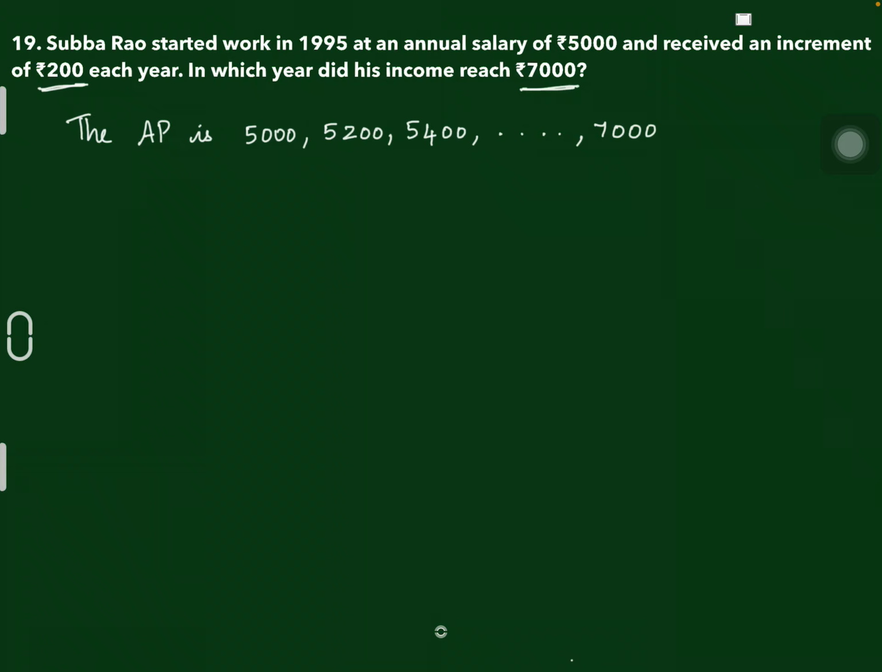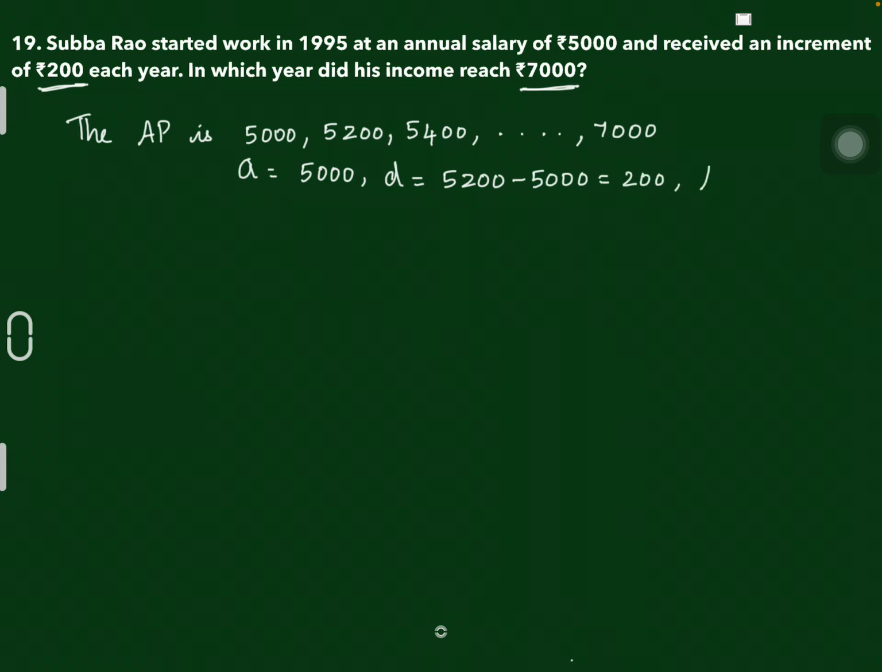That is, he was getting a salary of 5,000 and every year he was getting 200 rupees increment. So, 5,000 plus 200 is 5,200. Again next year he gets 5,400 and goes on up to 7,000. So, in which year he got this 7,000 rupees? For that we have to first write what is A here, 5,000. What is D? That is the common difference. Every year he was getting 200. So, D will be 200 rupees.